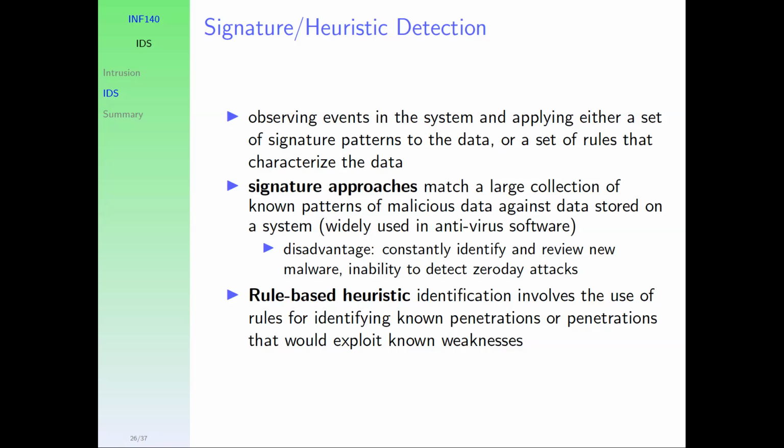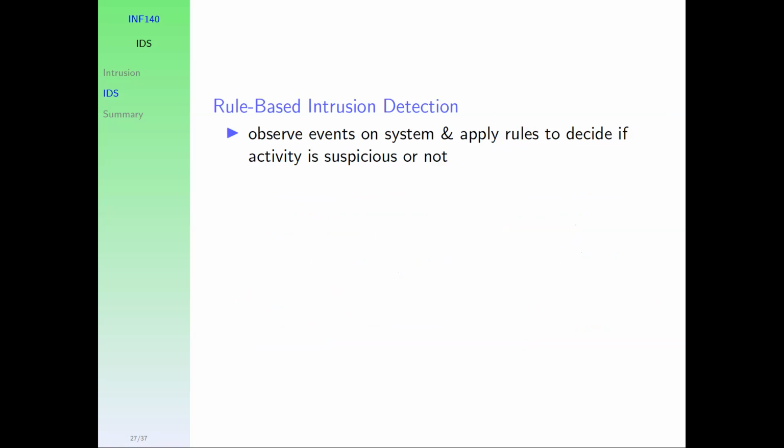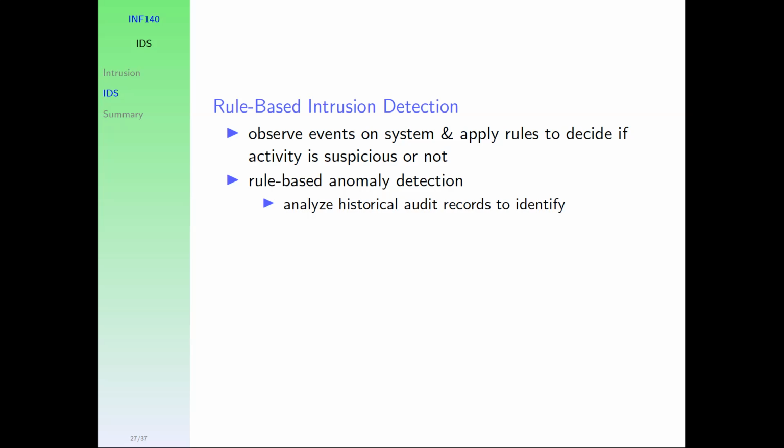And another type of this approach is rule-based heuristic detection. The identification involves the use of rules for identifying known penetrations, or penetrations that would exploit known weaknesses. What does it mean? First, they will observe events in the system, and they have preset rules. They apply those rules to decide if the activity is suspicious or not. And of course, these rules can be used for the normal behaviors. They can also be used for the malicious behaviors.